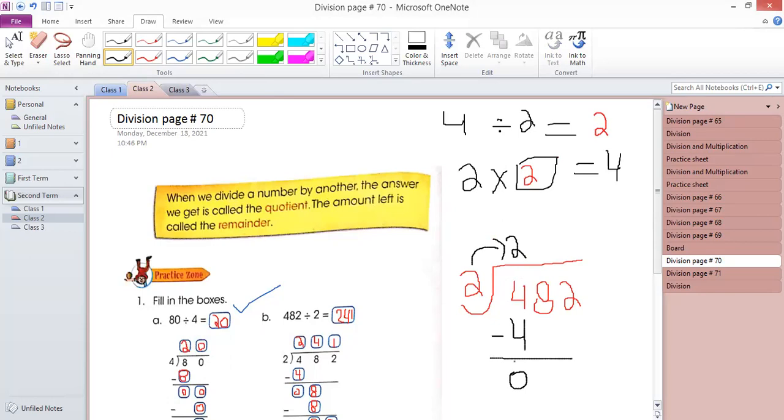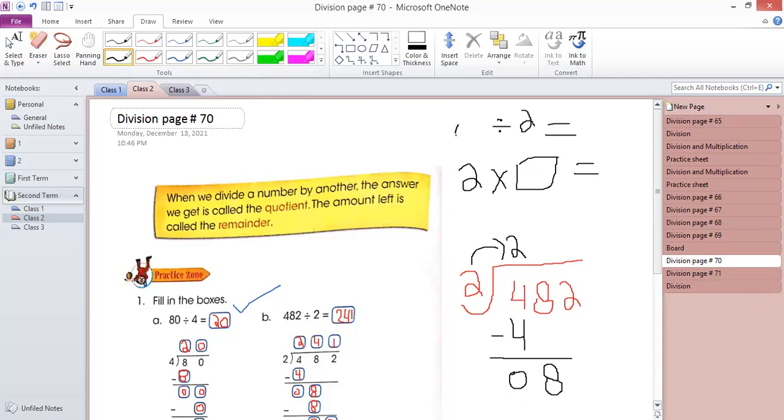So this is how you divide 4 and you finish division with 4. 4 divided by 2, 2. 2 multiplied by 2, 4. 4 minus 4, 0. Now you have to divide this 8. This 8 will come down now. Again, now you have to divide 8 by 2.